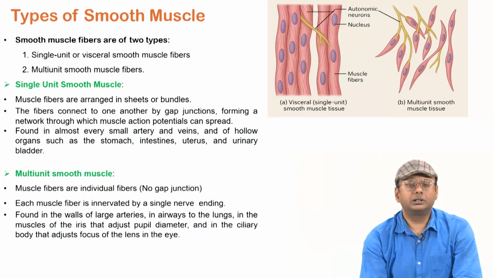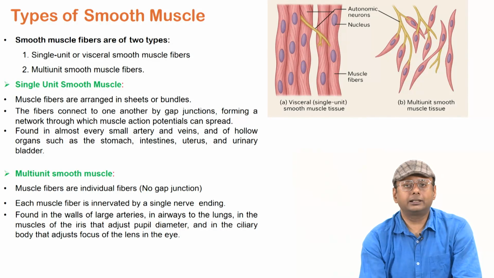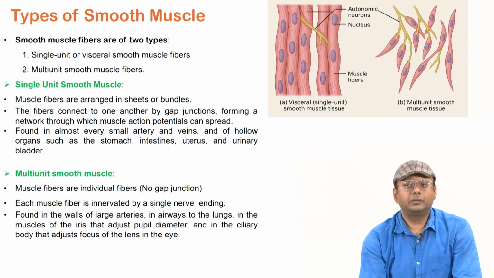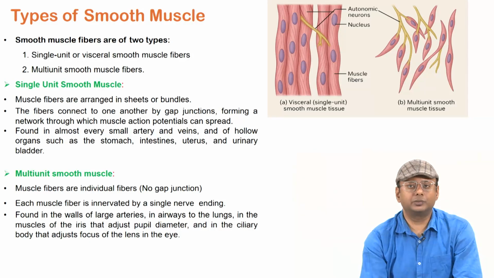In terms of type, smooth muscle can be single unit smooth muscle. In single unit smooth muscle, the fibers connect to one another by gap junctions. So basically multiple fibers get connected to create a single unit, connected by gap junctions, and this way they form a network of smooth muscle. It can be found in almost every small artery and vein.